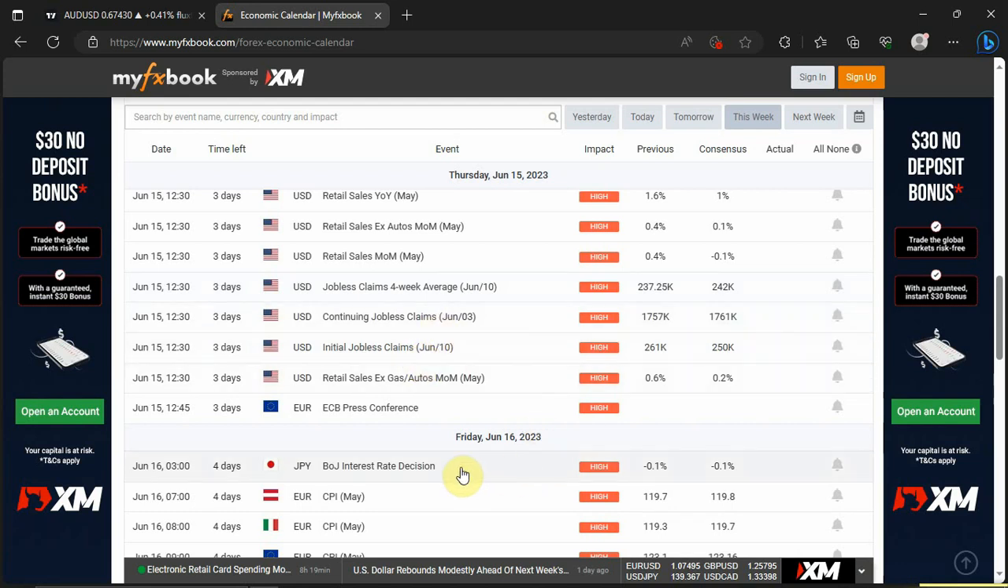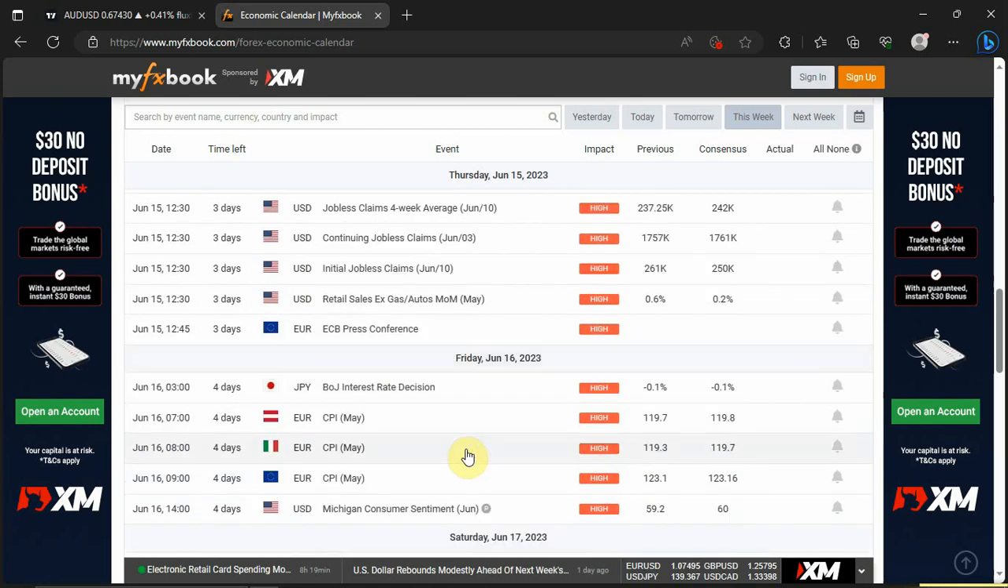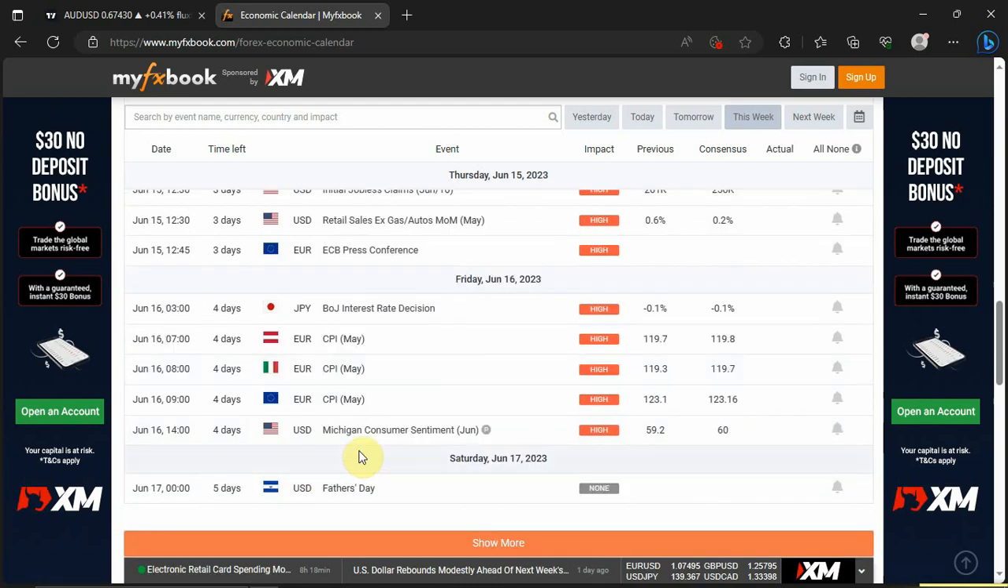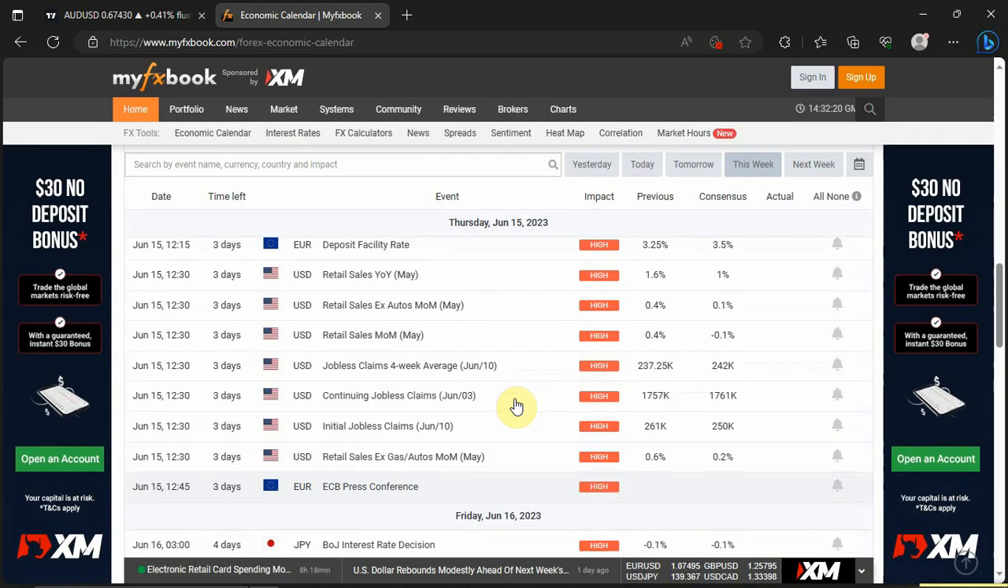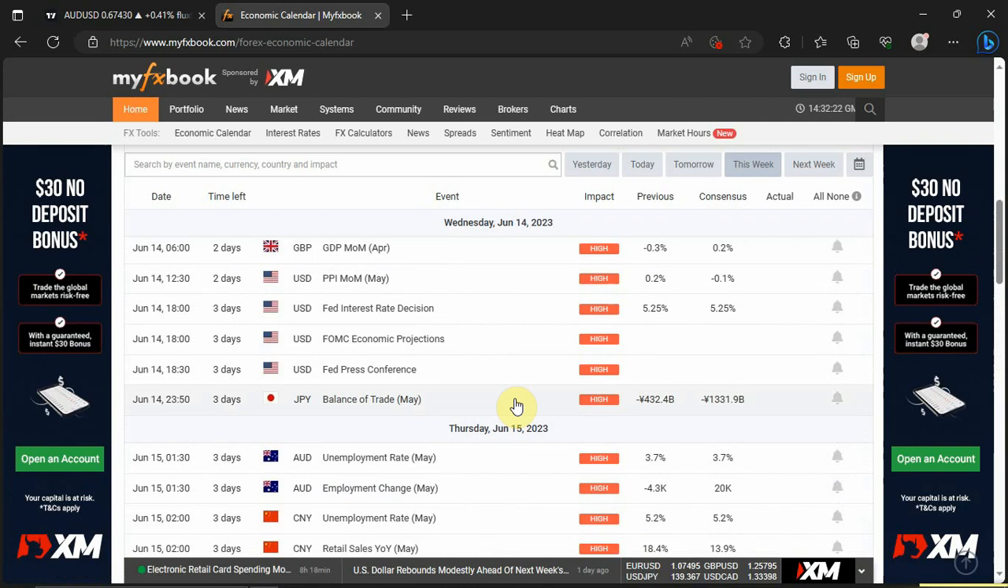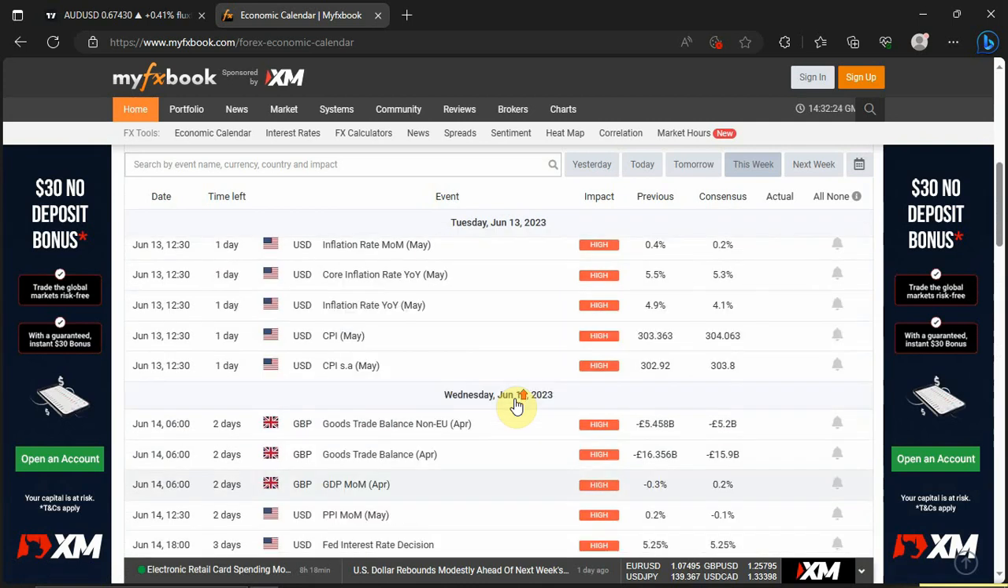All right, already the Bank of Japan has a negative interest rate, and they are looking for it to maintain the negative interest rate. So let's see what happens. Then we also have CPI for Austria, CPI for Italy, and CPI for the Eurozone. Finally on Friday we have the USD Michigan consumer sentiment. So you realize that next week is fully packed with high impact news.